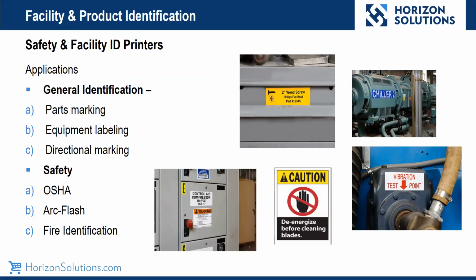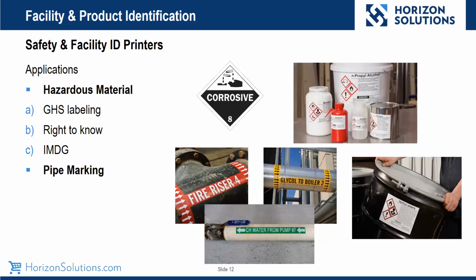You've got general identification: parts marking, equipment labeling, directional marking. If you've got safety applications, you've got OSHA considerations, arc flash identification, as well as fire identification. Some other applications would include hazardous material. This has become a hot button in the last number of years. You're able to use our printers for GHS labeling, right to know, IMDG, which is kind of a maritime standard, as well as some different options you see in these pictures for pipe marking. This is all do-it-yourself.